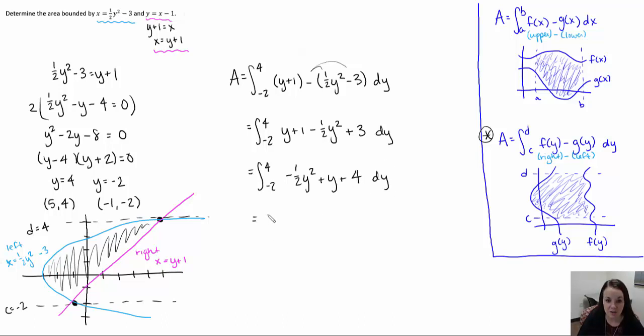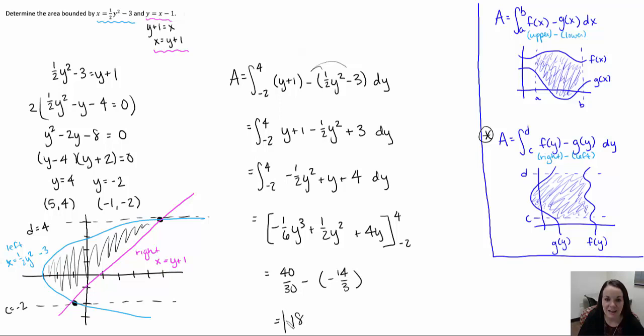When I do the actual integration, I end up with -1/6 y cubed plus 1/2 y squared plus 4y from -2 to 4. When I plug those in, I end up getting 40/3 minus -14/3, and that simplifies down to simply 18. And that then is the area bounded between these two curves.